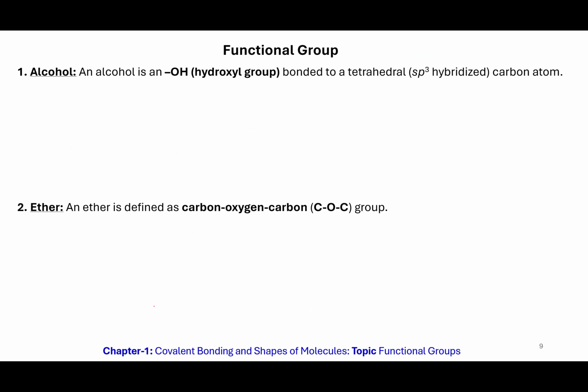So let's talk about the first group, which is the alcohol. Alcohol is a hydroxyl group bonded with a tetrahedral sp3 hydrocarbon atom. So for an example, methyl alcohol or methanol, where carbon is bonded with 3 hydrogen and oxygen and hydrogen. And this oxygen has lone pairs of electrons. So this is called methanol or methyl alcohol.